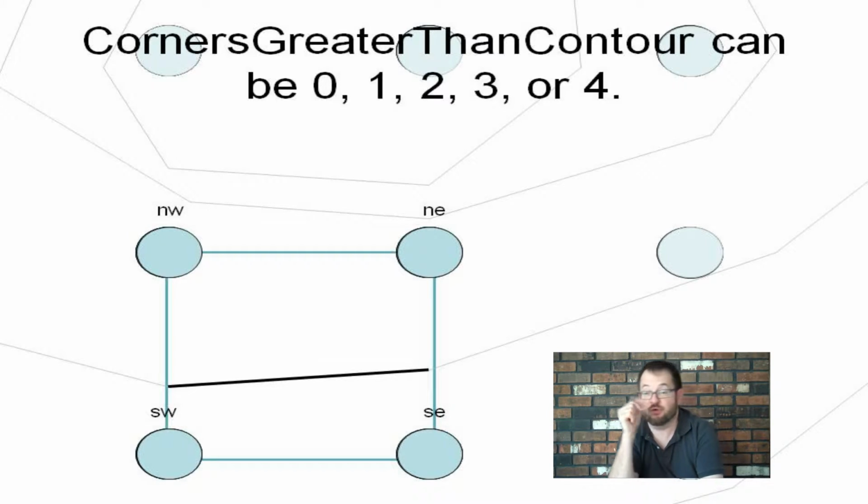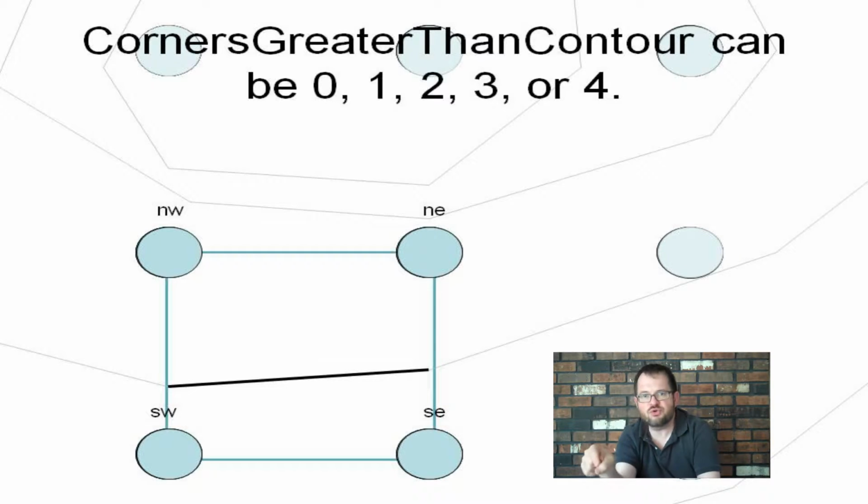Then I'm going to say, if northeast is greater than contour, so contour is equal to 50, let's just say right now. Contour is like the value of the contour line. So I said originally corners greater than contour is equal to 0. Then I'll say, if northwest is greater than contour, corners greater than contour equals corners greater than contour plus 1, or corners greater than contour plus plus, if you remember that notation. And then I would do the same thing for northeast and southwest and southeast.